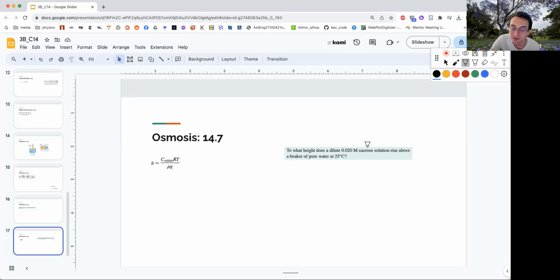What height does a dilute sucrose solution rise above a beaker of pure water at 25 degrees Celsius? Now, they don't say it here, but we have to assume that there's a semi-permeable membrane at the bottom of this tube, or this won't work. We won't get osmosis. The solution will just fall into the water and they'll mix together, which then will be diffusion.